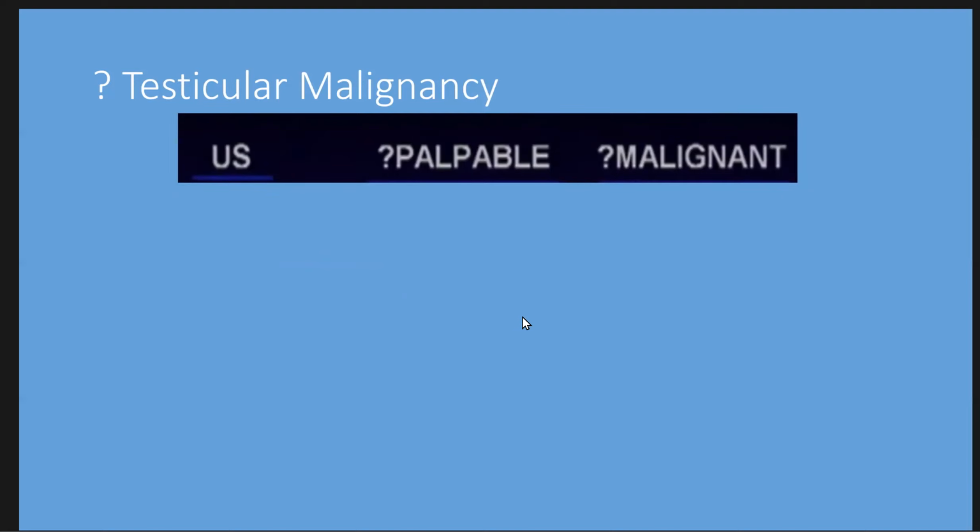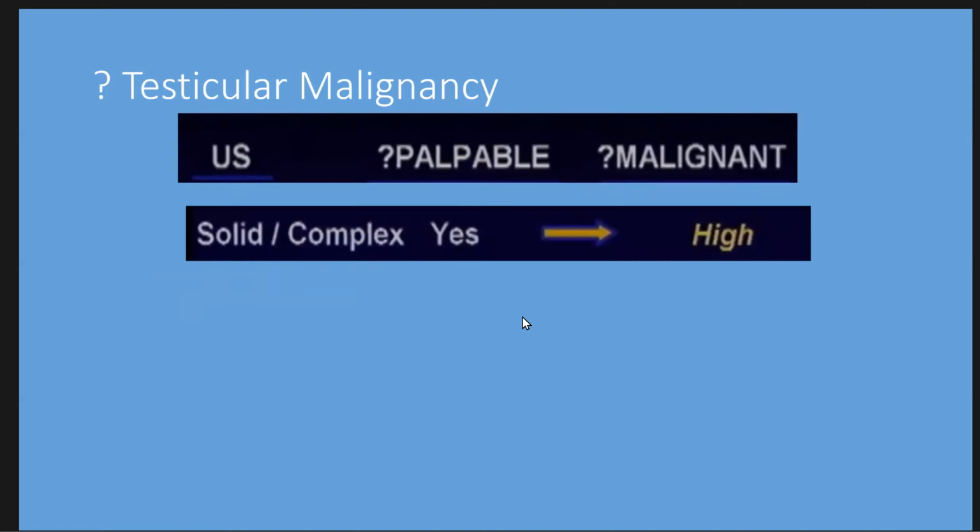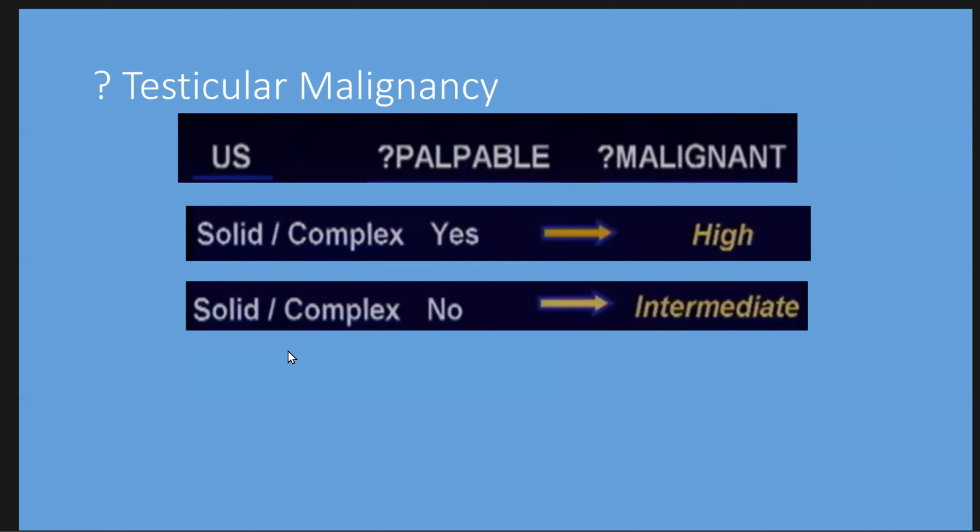With ultrasound, is there any testicular malignancy? If we have a solid or complex mass and the mass is palpable, it is high malignant suspicion. If we have a solid or complex mass but not palpable, it is intermediate malignancy.